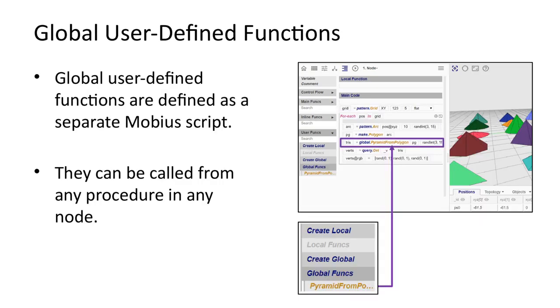Global user-defined functions are created as separate scripts that are imported. The functions are called global because they can be called by any procedure in any node. In the example, the global function generates a pyramid shape from a polygon. Global functions can be more complex than local functions. They can be a Mobius script with multiple nodes, and with parameters and a return value.